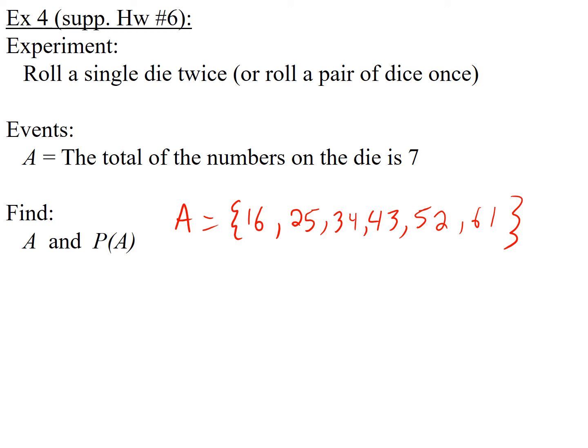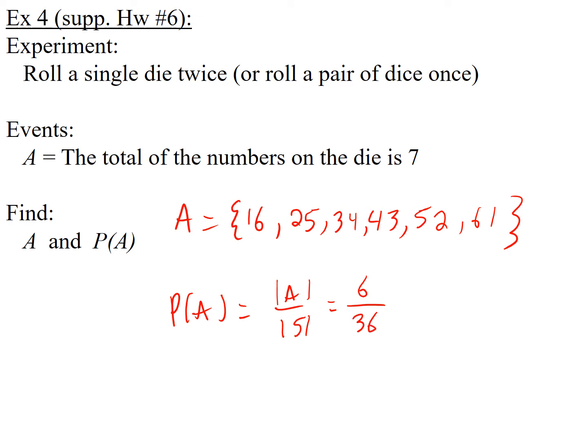Okay, and then how do you find the probability of this event? Again, we have a formula for it. It's the absolute value of A over the absolute value of S. The absolute value of A is the number of things in A. You can count and see that there's 6 things there. How many things are in S? We already mentioned there was 36 things.